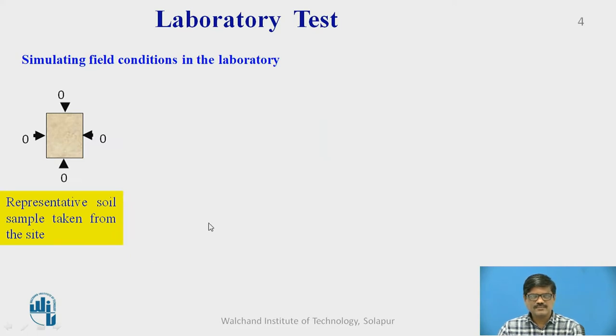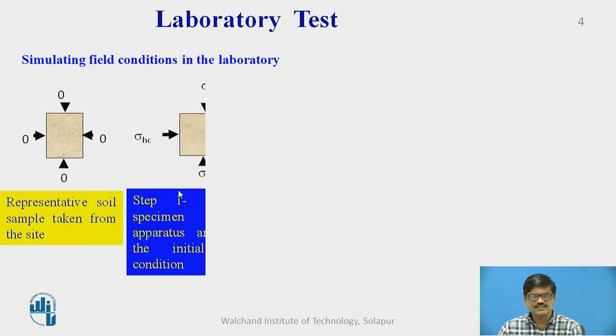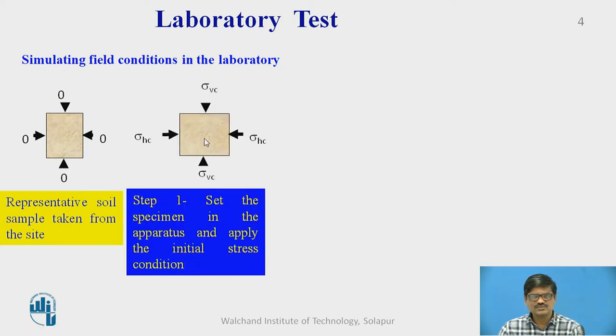Now in the laboratory, first of all, we need to prepare a representative soil sample that we call a remolded soil sample. So this is how the soil sample is remolded and the cylindrical specimen is prepared. Initially there is no stress, and then we apply stress to this soil sample to simulate field conditions. And then we make the soil fail.